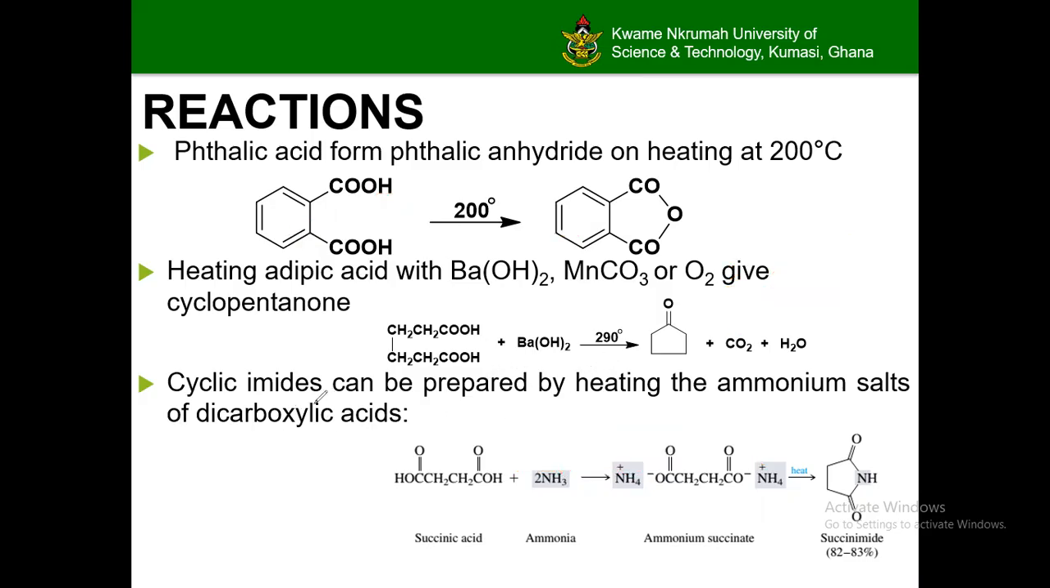Good. Now, the next one, cyclic imides can be prepared by heating ammonium salt of dicarboxylic acids. So if you add ammonia to the succinic acid, right, as has been shown here, there's a normal acid-base reaction that will occur, but upon heating, you get your succinimide. So we are saying that you can form cyclic imides. An imide is when the nitrogen is bonded to two different carbonyls. So that's an imide, a secondary imide.